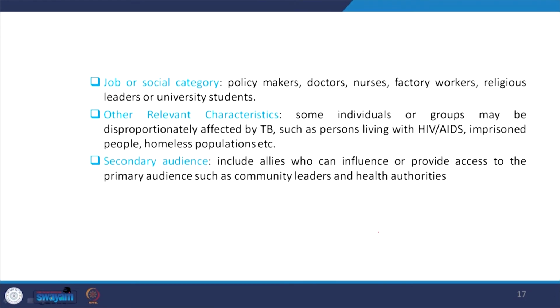We also take into account the secondary audience, which includes allies who can influence or provide access to the primary audience where the target is made. So the secondary audience is important, they can influence, such as community leaders or health authorities, if our survey is targeted accordingly. Now, what are the methods of reaching target respondents?